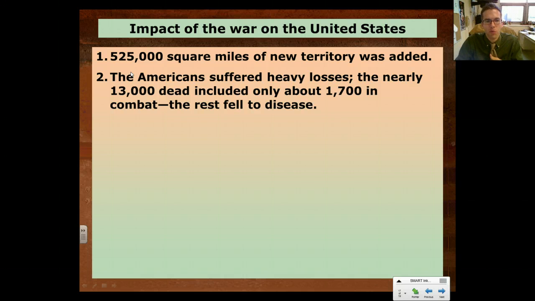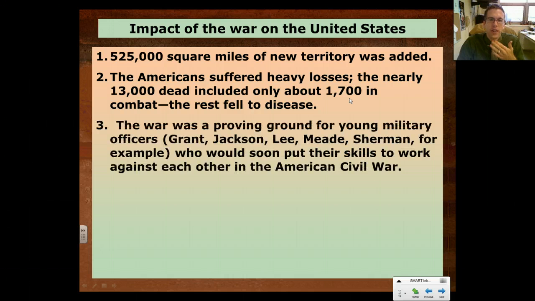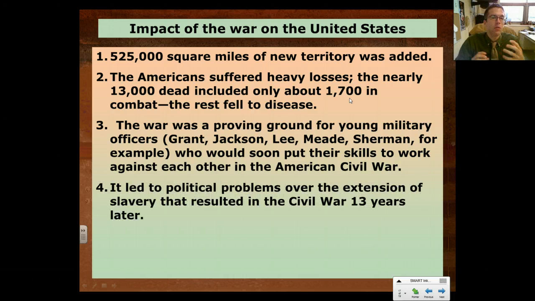Deaths. You see this. 13,000 die, and only 1,700 of that is because of combat. The rest are disease. Okay, so disease kills almost 10 times more than actually fighting does. But still, 13,000 Americans dead. Like I talked about before, it's the breeding ground for these young military officers in the Civil War. Okay, problems with slavery, political problems, North and South.